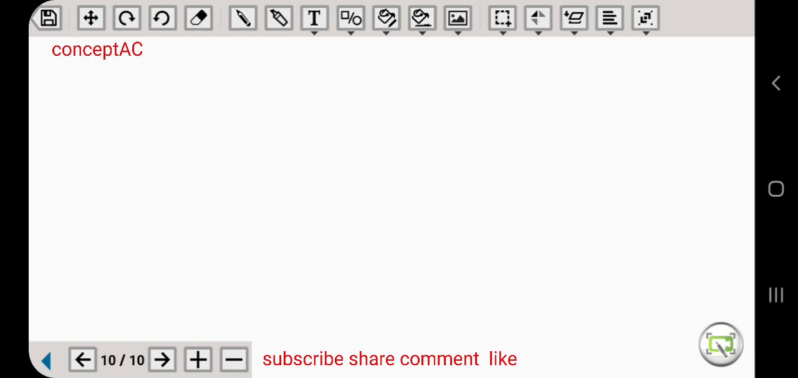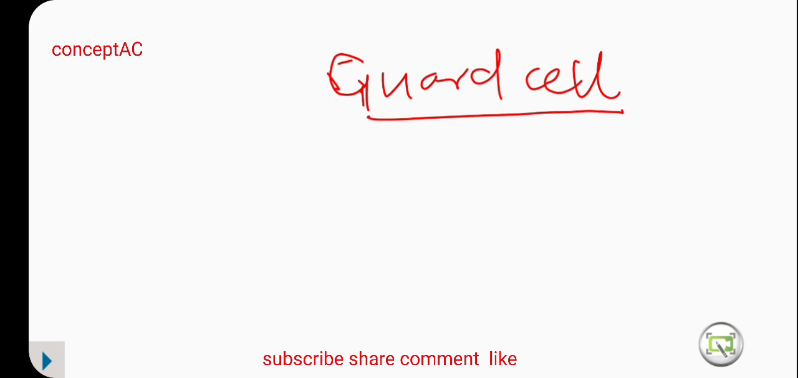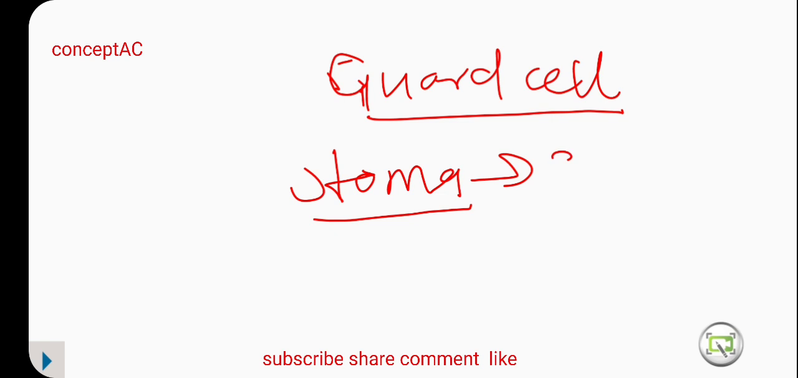Since it's the plant cell, what structures come to your mind? It has got a vacuole, cell wall. So what is the function of this guard cell? The function of the guard cell is to control the opening and the closing of the stoma. A stoma is the singular name for stomata.